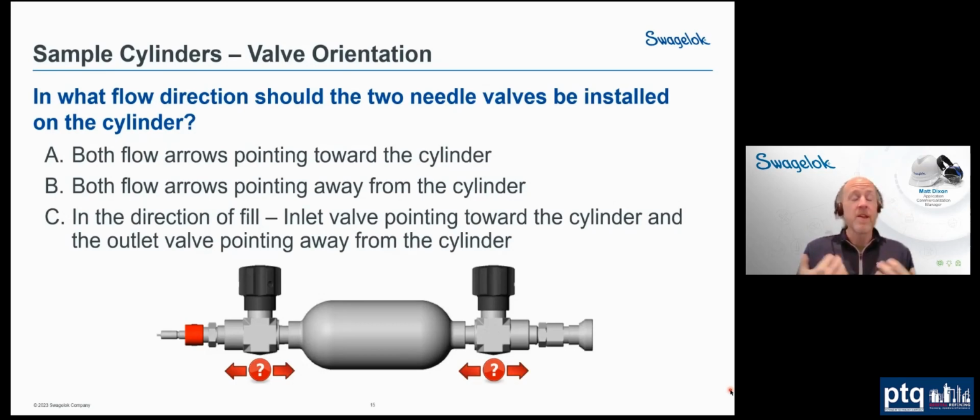Now, a lot of people have a knee-jerk reaction to say, well, we do it in the direction of the fill. But you need to stop and think about what is the purpose of this needle valve. The purpose of that needle valve is actually to contain the sample in the sample cylinder. So our argument is that the direction of flow should actually be away from the cylinder. The reason for that is because a needle valve is going to be most effective at containing the pressure when the pressure is on the underside of the seat. So having those flow arrows pointed away means that the pressure will be on the underside of the seat. You won't have any pressure on the stem of the needle valve. As a result, it's really going to be most effective at containing that pressure in that orientation.